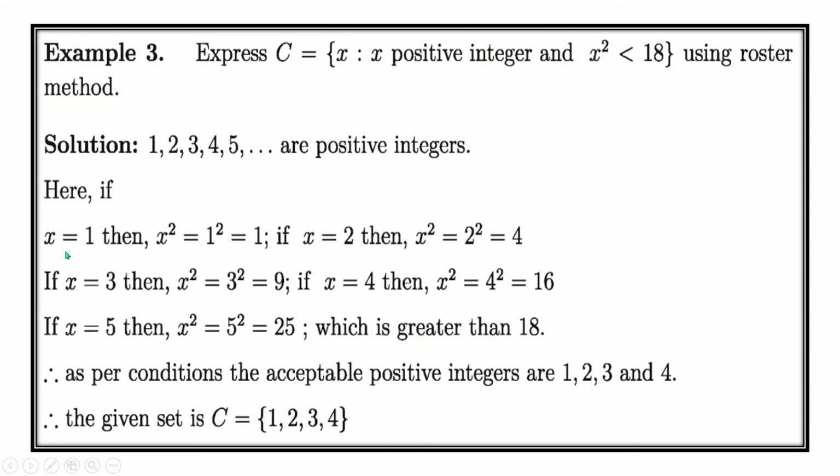When x is equal to 1, then x square is equal to 1; x equal to 2, x square is equal to 4; x equal to 3, x square equal to 9; and x equal to 4, then x square is equal to 16. But when x is equal to 5, x square is equal to 25, which is greater than 18. So 1, 2, 3, 4 are the acceptable values. Clear? Therefore, the given set C is equal to {1, 2, 3, 4}.